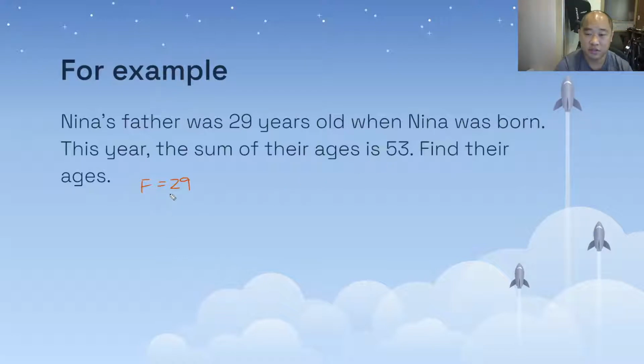So this year, their sum is 53. Well, the father is always going to be 29 plus Nina's age, right? So this year, it's going to be the father plus Nina equals 53. Well, we already know what f is, so we can plug this into f. 29 plus n equals 53. So now we've put this 29 plus n into the f. And then we have two n's. So it means 29 plus, we're going to combine those to be 2n equals 53.